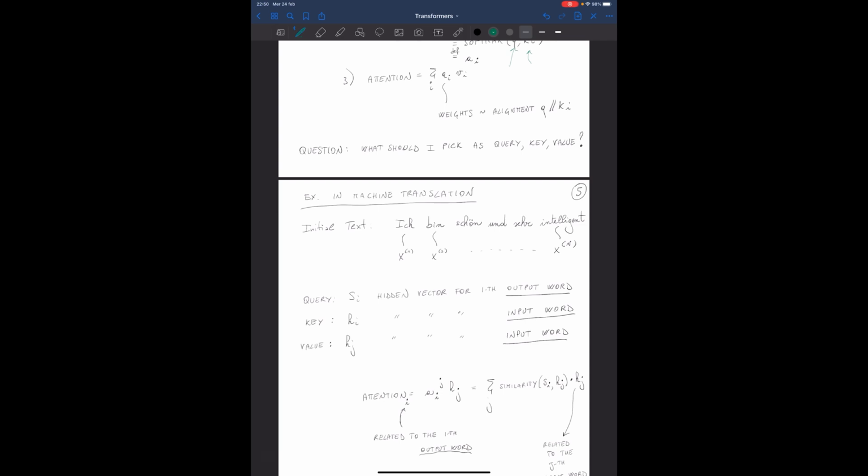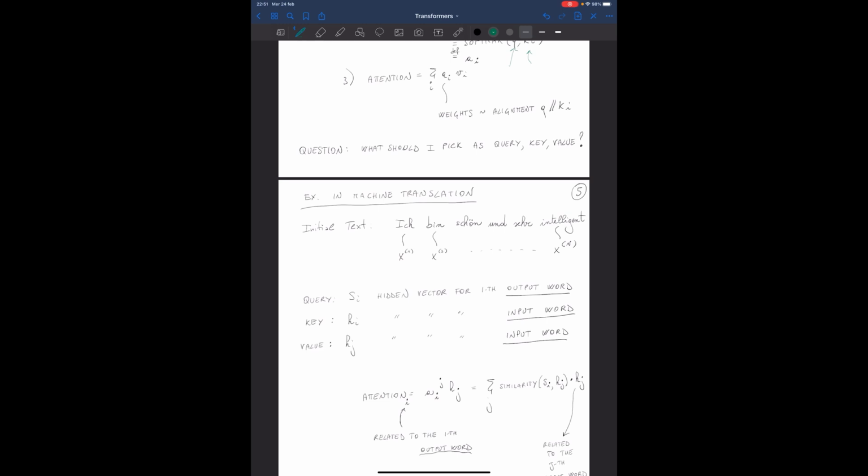So one proposition for query, key and value would be to use as query the hidden vector h_i, the hidden vector for the ith output word. That would be our query. As key, we can use h_j, which would be the hidden vector for the jth input word. So the query would use the ith output word. The key would use the jth input word. And then as value, we use h_j, which would be the hidden vector for the jth input word.